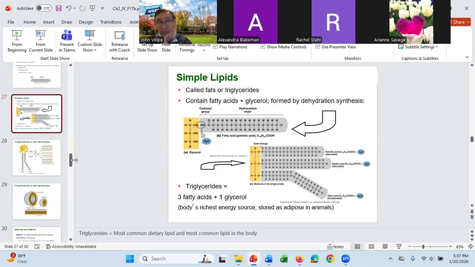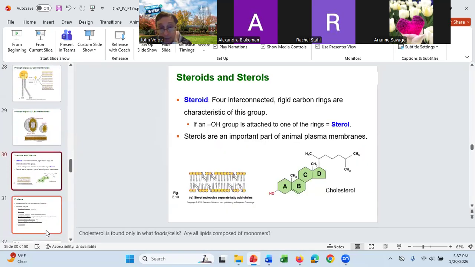And these triglycerides and simple lipids, as well as the phospholipids, are made up of monomers, but not all lipids are made up of monomers. For example, cholesterol and other steroids and sterols are not made up of monomers. Any question about any of that?